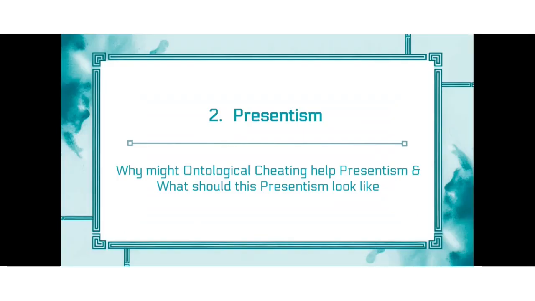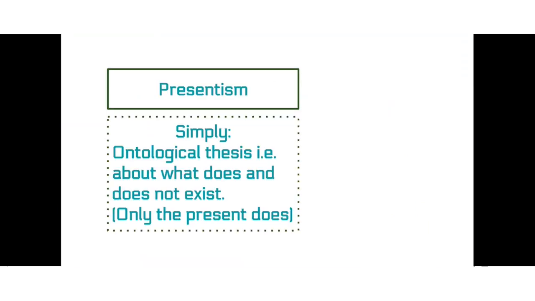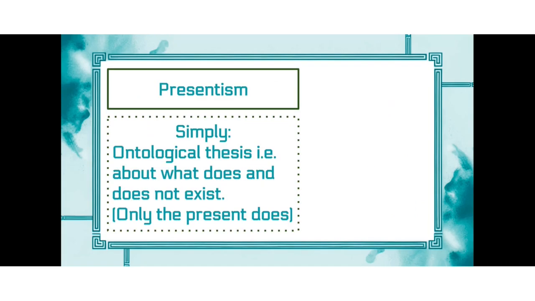Right, so we'll start with presentism. Why might ontological cheating help presentism? And what should this presentism look like for ontological cheating to help? I'm actually going to start with the second bit of that. So what is presentism? What should it look like? So presentism, most simply, is an ontological thesis. So it's about what does and does not exist. And unsurprisingly, it's going to say that only the present exists.